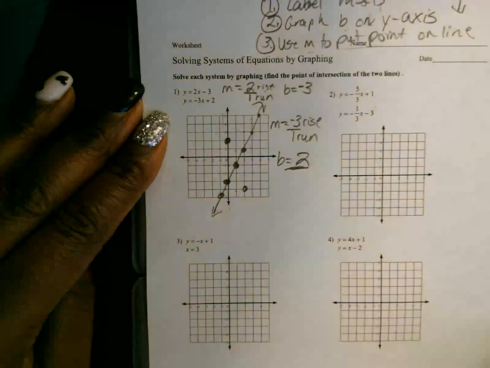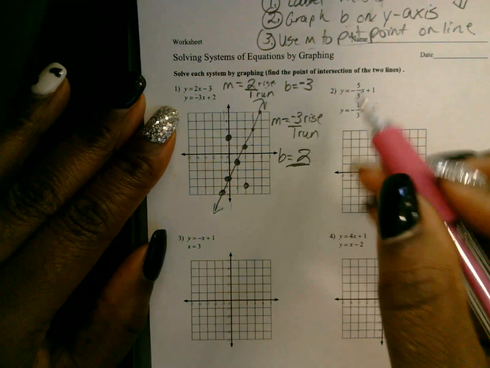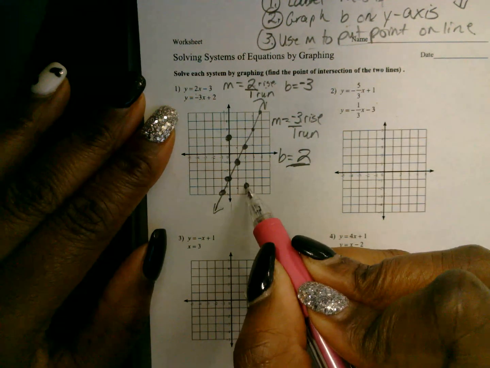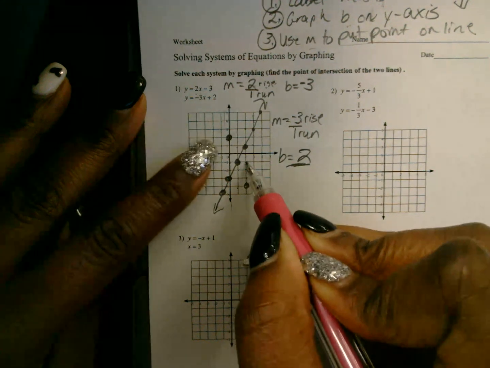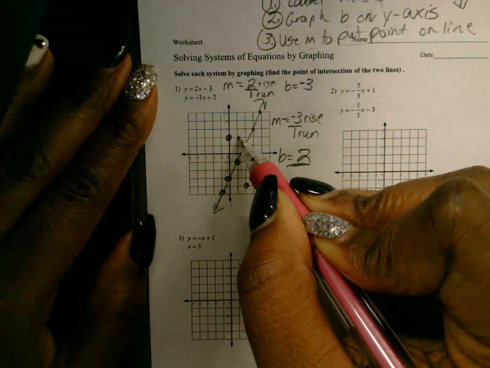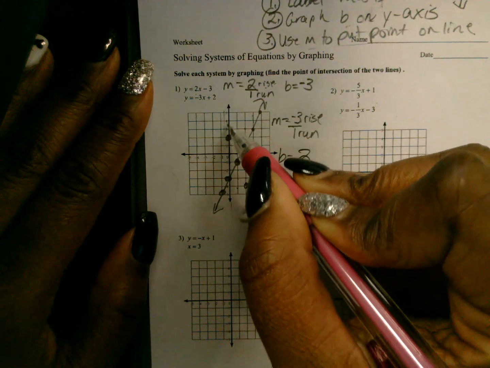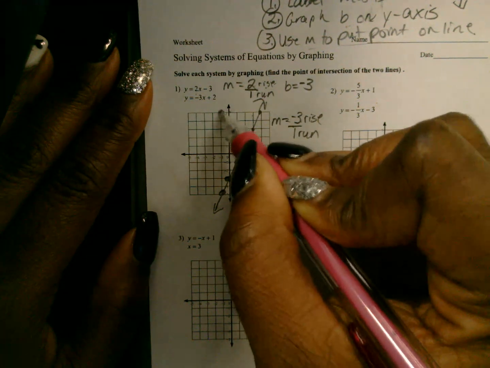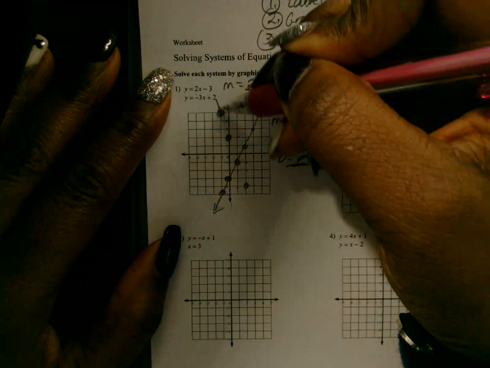We're out of space. To go in the opposite direction, do it backwards. 1, 2, 3, up, left 1. Connect the points.